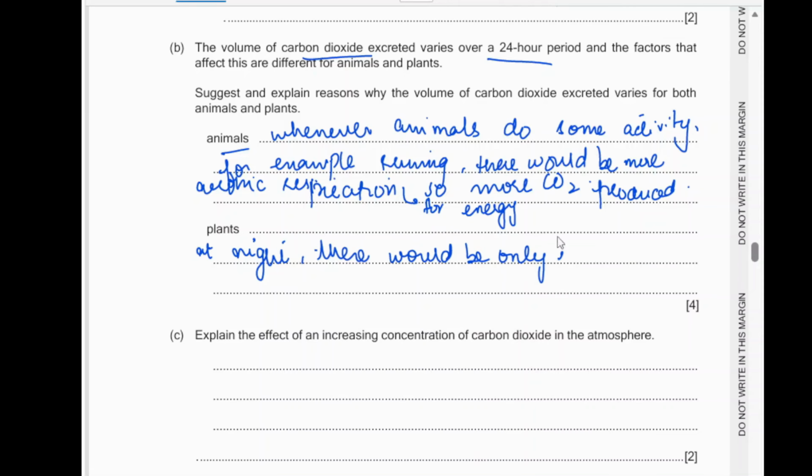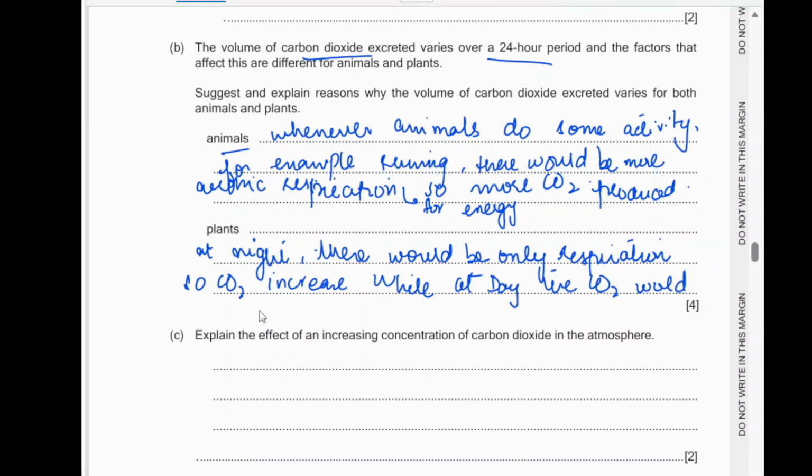Okay, so at night there would be only respiration in plants, because at that time there is no photosynthesis, so carbon dioxide is not used, so there would be only respiration, correct? So carbon dioxide increases, while at day the carbon dioxide would be used up by photosynthesis. Yeah, used up in photosynthesis. So we have to give the differences, like when is the activity high and when is the activity low?